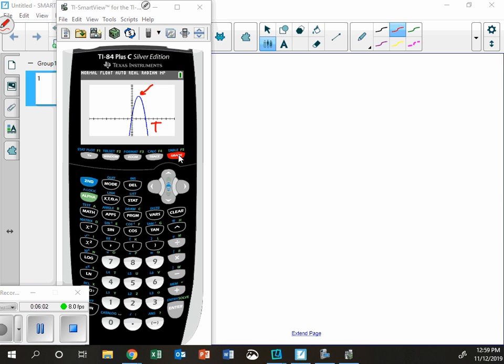This is time, and this is height. So every dot on here, or here, or here, that is a height and a time. It's got an X and a Y coordinate, right? So it's got a time and a height.